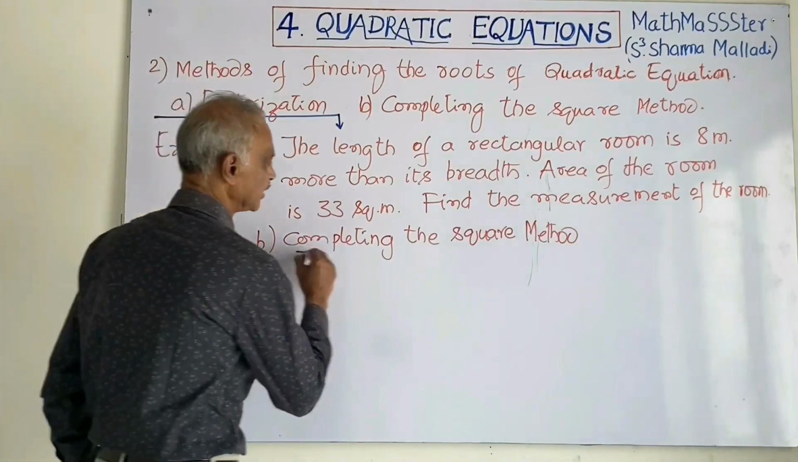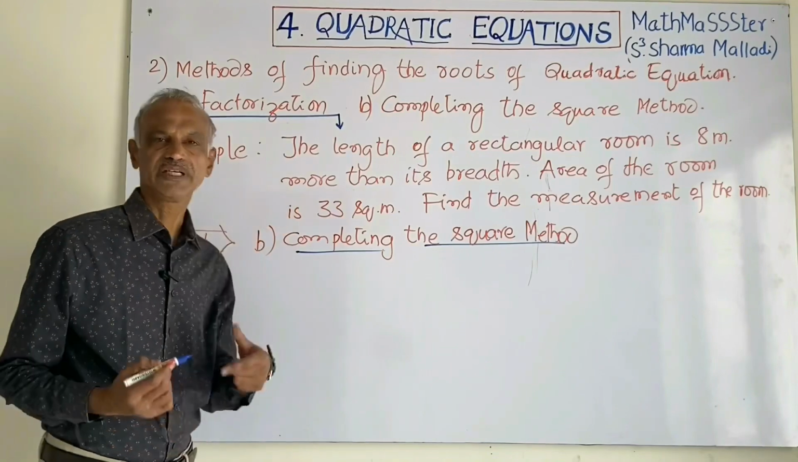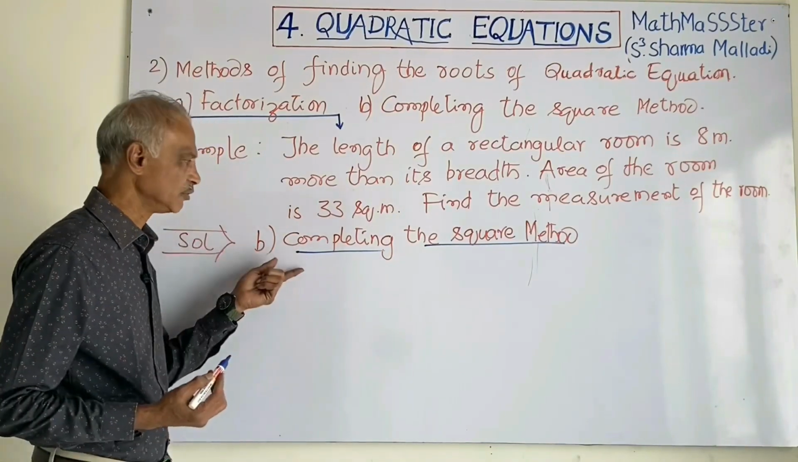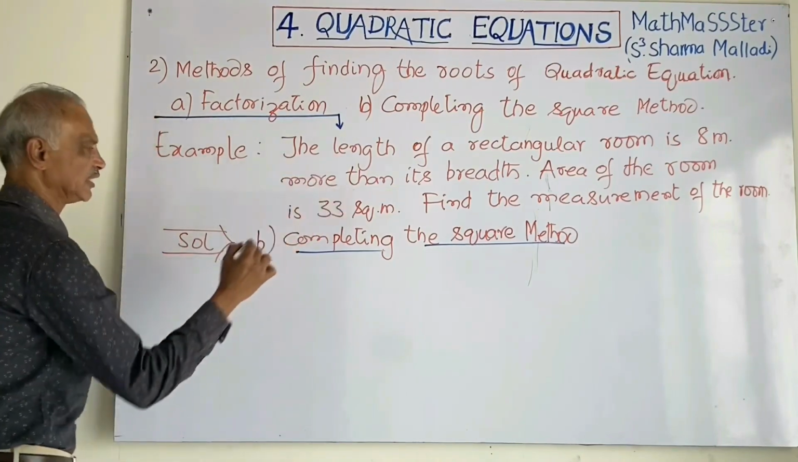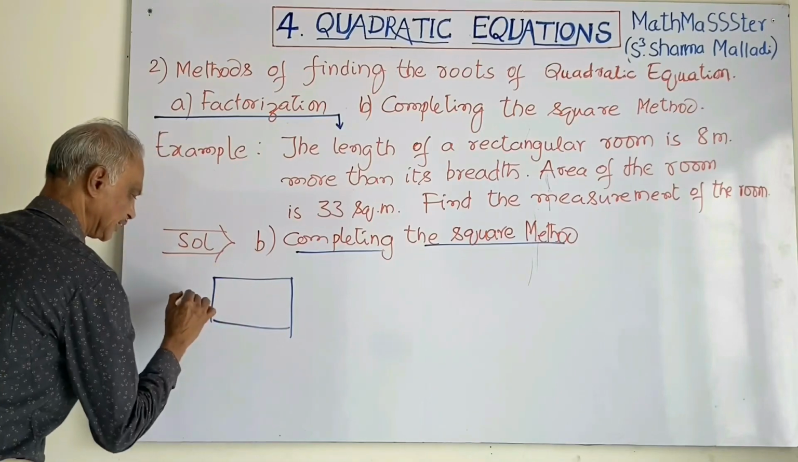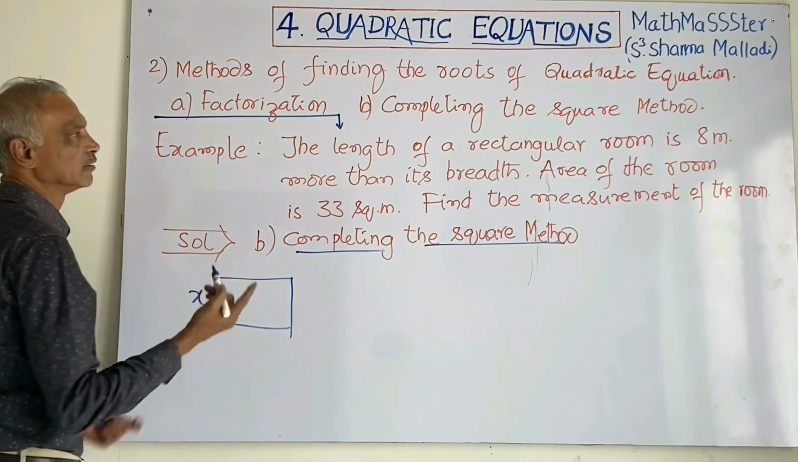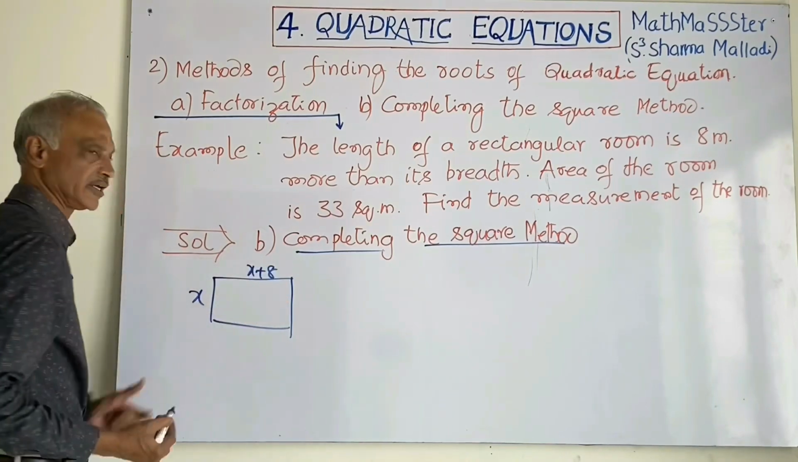Next, completing the square method. I have taken the same example. We did factorization, and now completing the square method. What is the length of the rectangle? Breadth of the rectangle be x, and length will be 8 more, means x plus 8. Already we know.